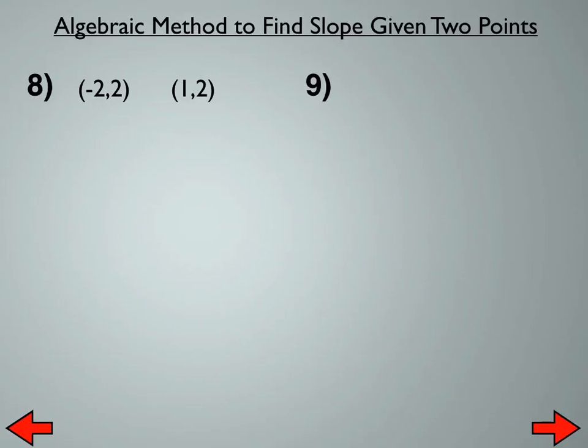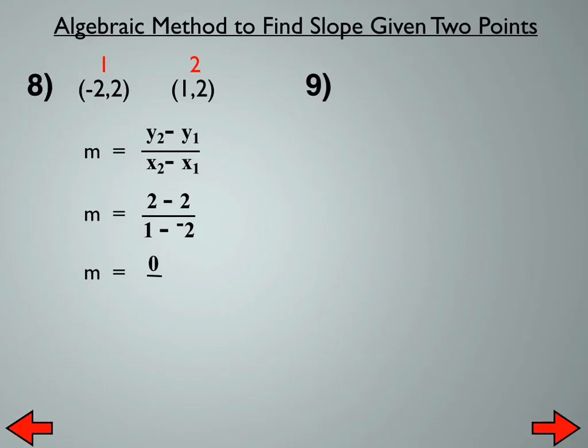Anybody have it? Yes. 0. It is 0. Using the slope formula, we end up with 0 over what? Over 3, good. And 0 over 3 is 0 because that's 0 divided by 3, and that is 0. If you left it as 0 over 3, that's like having a fraction that's not simplified. 0 over 3 is 0. However, what about number 9? Try number 9, please.